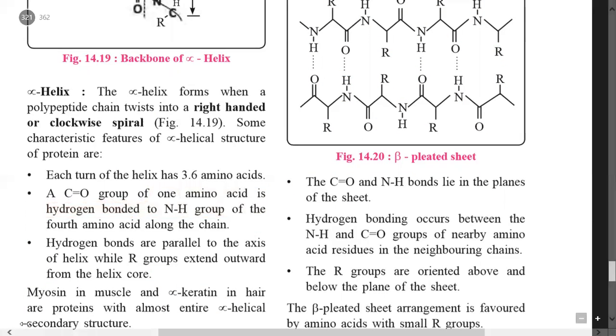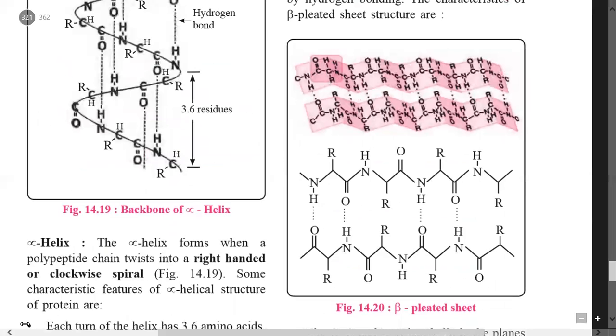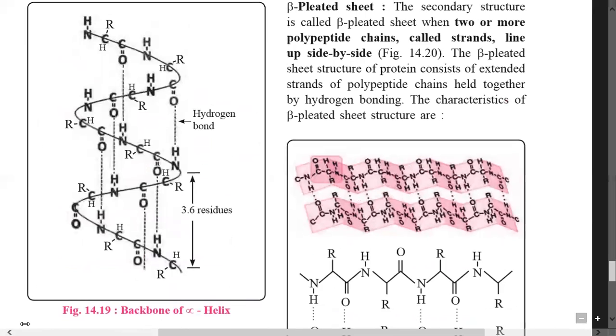the chain. Now we will see how this CO group of one alpha amino acid is bonded with the NH group of the fourth alpha amino acid. So see, this is NH CHR CO. This is one alpha amino acid. NH CHR CO. This is the second alpha amino acid. Then NH CHR CO. So it is first, then second, then it is third, and now it is fourth.